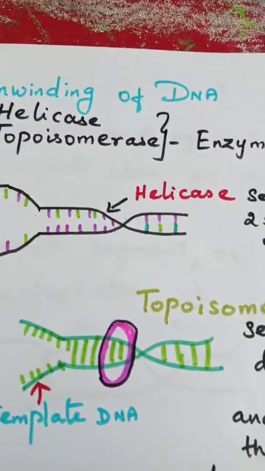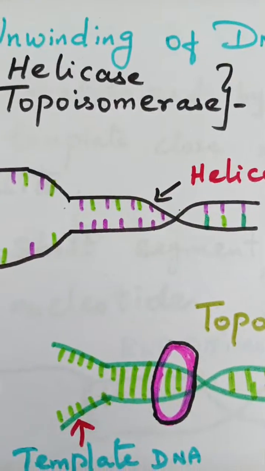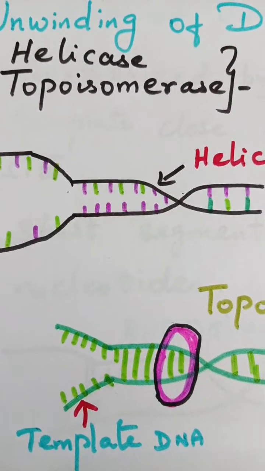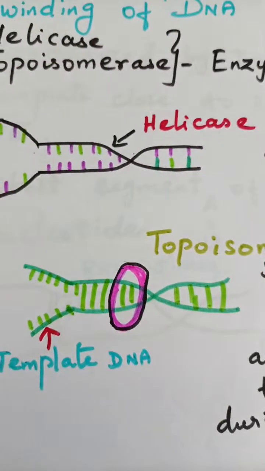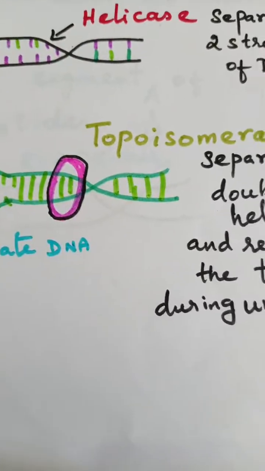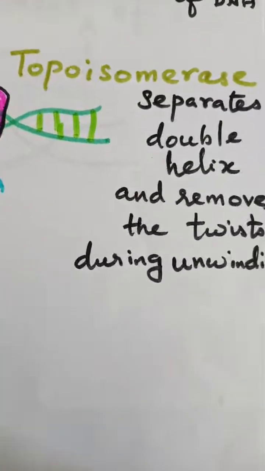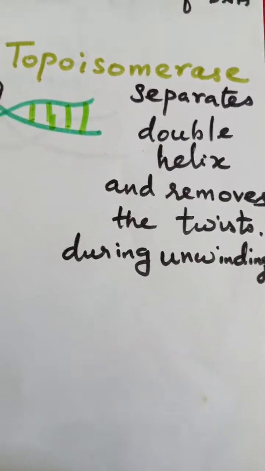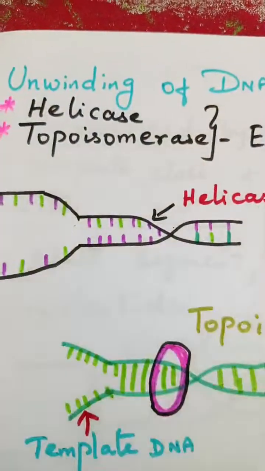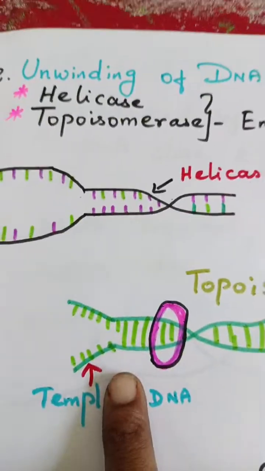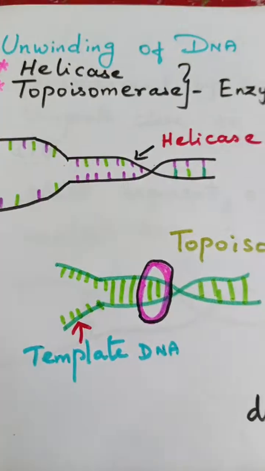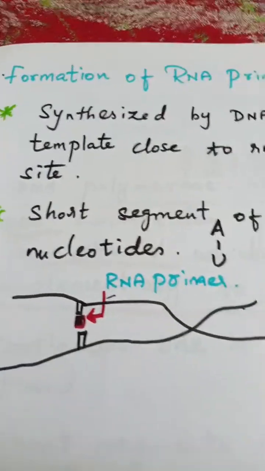And then the unwinding of DNA will take place with the help of the helicase and topoisomerase enzymes. These two enzymes are going to do the process. The helicase enzyme is going to separate the two strands of the DNA, and then the topoisomerase will remove the twist between the double helix. Understood? These two enzymes play a major role, and the parent DNA molecule will separate like this. That's known as the template DNA. Is that clear?